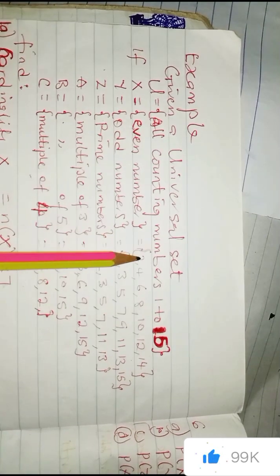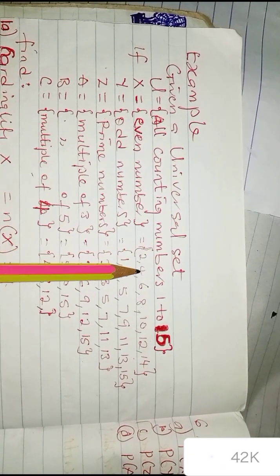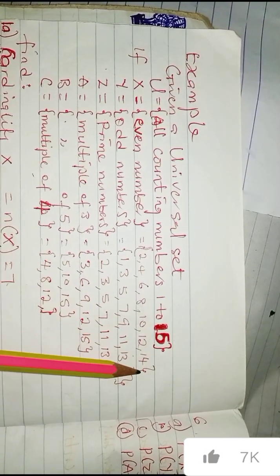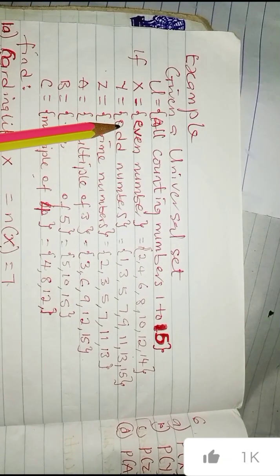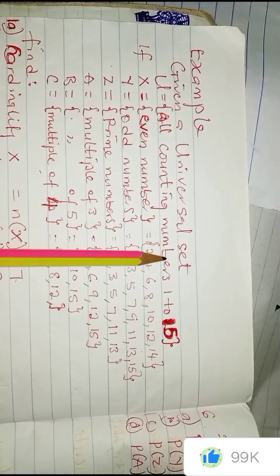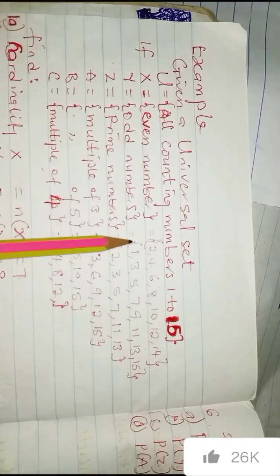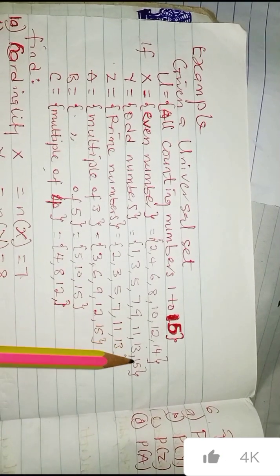Let's check them. What are the even numbers between 1 to 15? Let's go: 2, 4, 6, 8, 10, 12, 14. Then subset Y says odd numbers. Remember, we are checking between 1 to 15. Odd numbers: 1, 3, 5, 7, 9, 11, 13, 15.